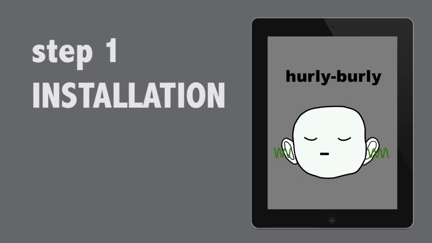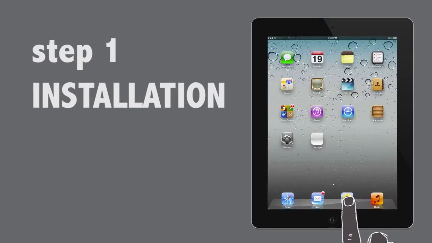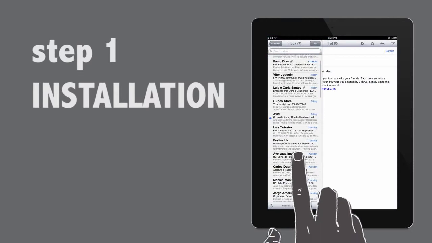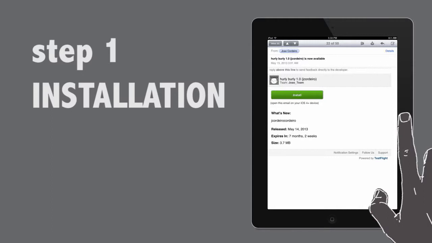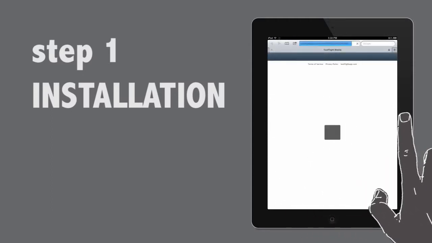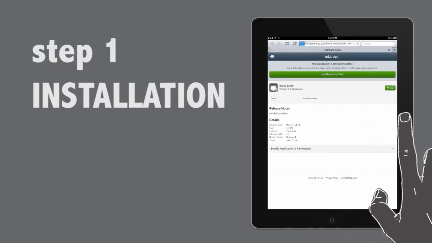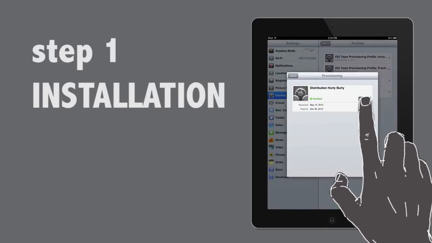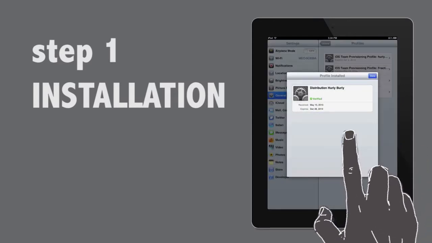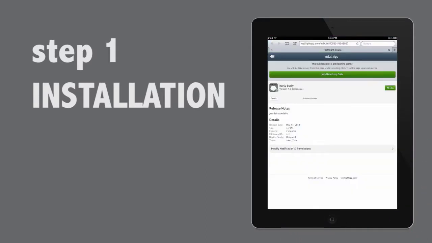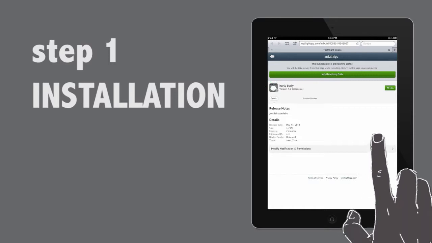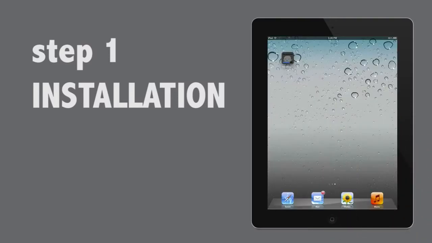Step 1. Installation. To install the application, go to your email account and open the message with the subject Hurly Burly install. Clicking on the install button will open a web page on your default web browser. First, click on the top button to install a certificate that will grant you access to use the app. Accept the certificate and go back to your web browser. Here, and pay close attention to this step, click only on the install button for the version which has your name inside round brackets. Voila, your app is installed.